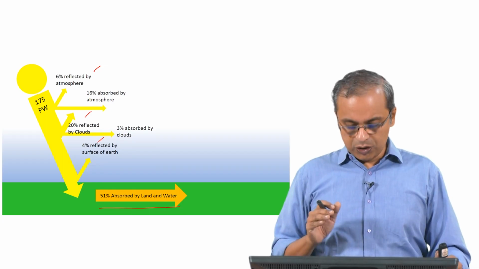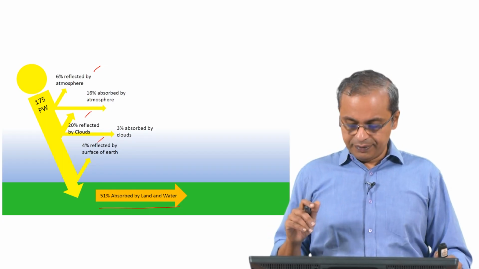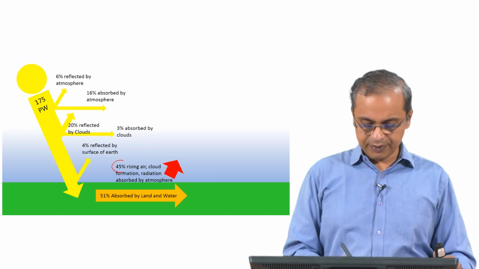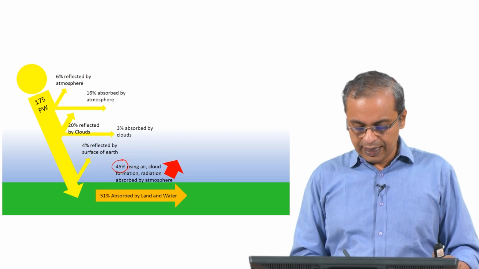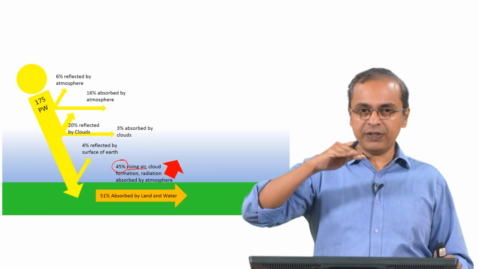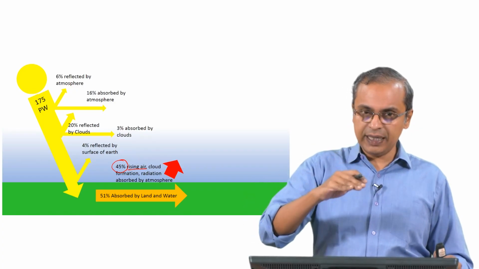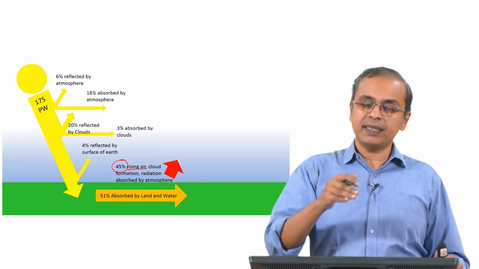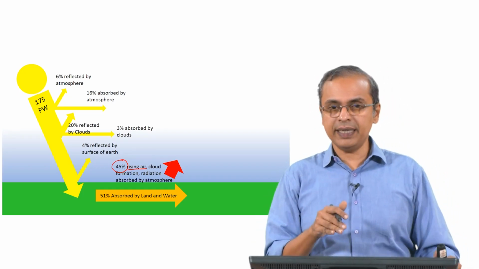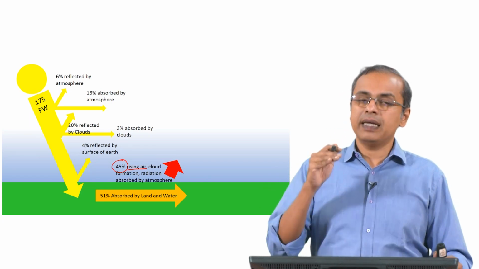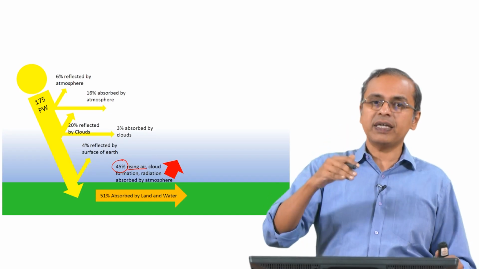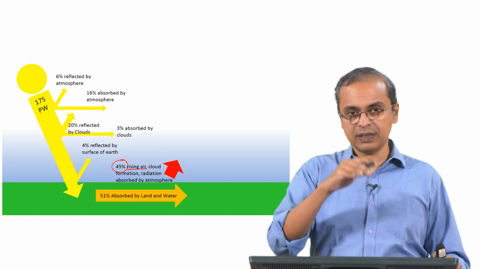Out of this 51%, 45%, a very large fraction of it, is used for air that is rising, which basically means it heats the air. Air close to the surface of the land as well as close to the surface of the sea gets heated up because of the heat that has been absorbed by the land and by the sea. That heat is used to heat the layers of air very close to the surface.